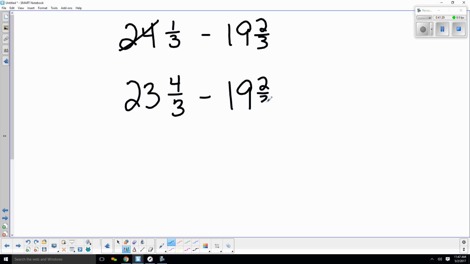Did everybody see what I did there? When I borrowed, the whole number went down 1. Which meant I took the bottom number and added it to the top 1 time. So 3 plus 1 is 4. Now 4 minus 2 is 2. And 23 minus 19 is 4. So my answer would be B. That was number 7.